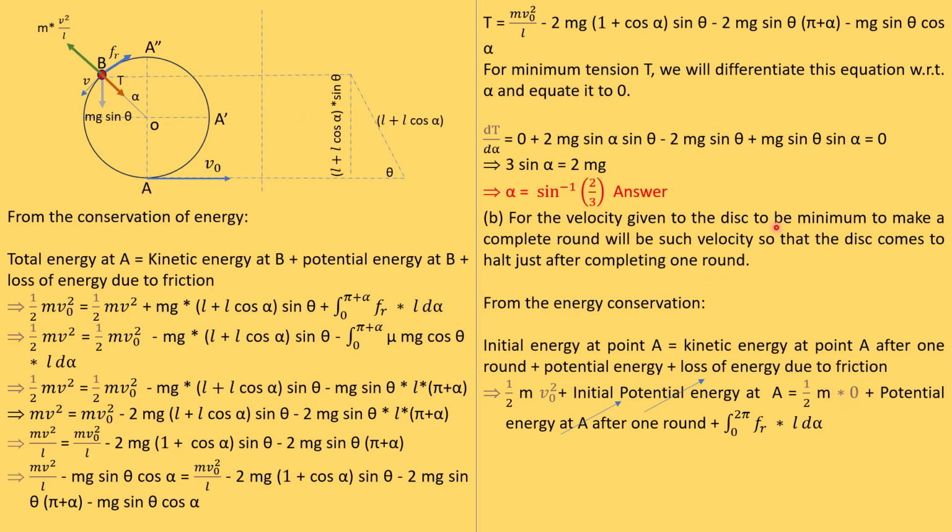For this condition to be met, it has to be the minimum. Plus the potential energy at A after one round. So we are coming back to the same reference point from where the potential energy is measured, so the two potential energies will be the same and will cancel out. And the work done by the friction force will be from 0 degrees to a complete rotation, that is 2 pi. This equation we can write.